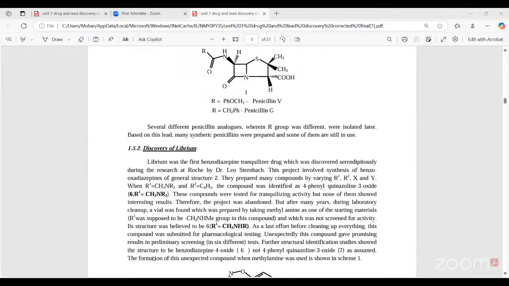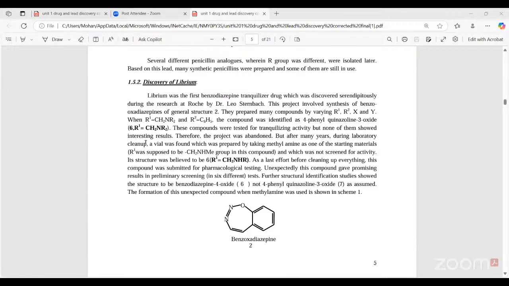Discovery of Librium. Librium was the first benzodiazepine tranquilizing drug, which was discovered serendipitously during the research of Leo Sternbach.